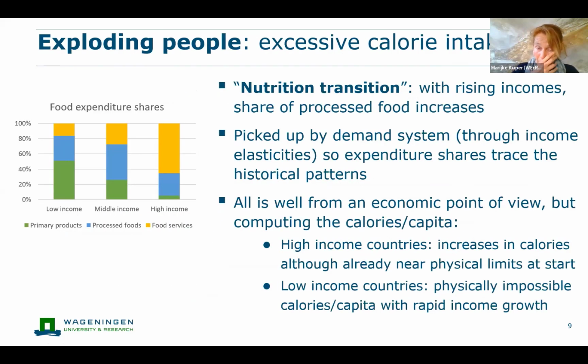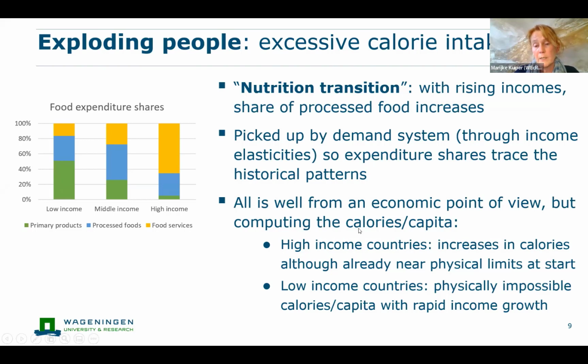Then finally, our exploding people problem. There is something called a nutrition transition. With rising incomes, people start to consume more and more processed foods, and this is really picked up by the demand system. You can see it in the income elasticity. If you look at the expenditure share of processed food, it looks really good when you trace the historical pattern and project to the future. That's all good and nice. But then when you compute the calories per capita, you actually get problems.